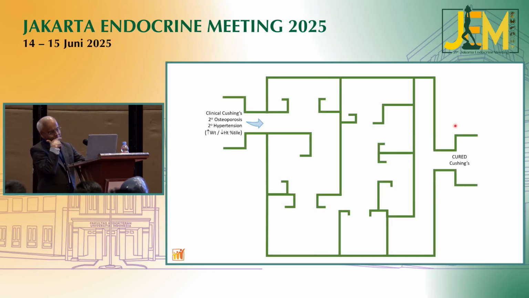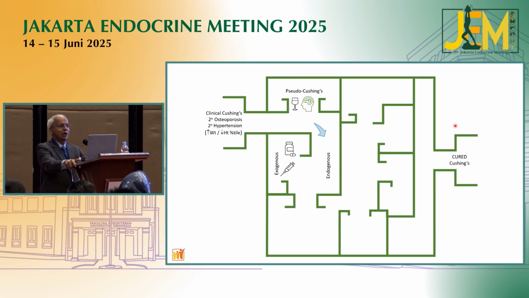Let's go back to this. When there's clinical Cushing's, ask yourself, is it pseudo Cushing's? If it's pseudo Cushing's, exit the door there. Don't go through this maze. If it's not, you're allowed to go. And then you think endogenous or exogenous. If it's exogenous, exit the door there. If it's endogenous, go ahead, do tests. If the tests are negative, exit the door.